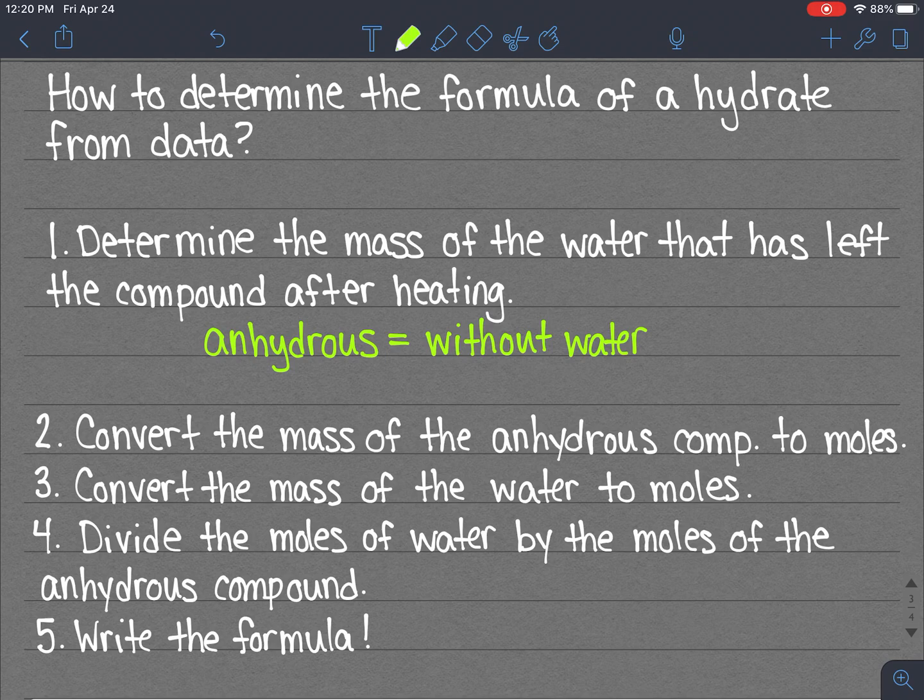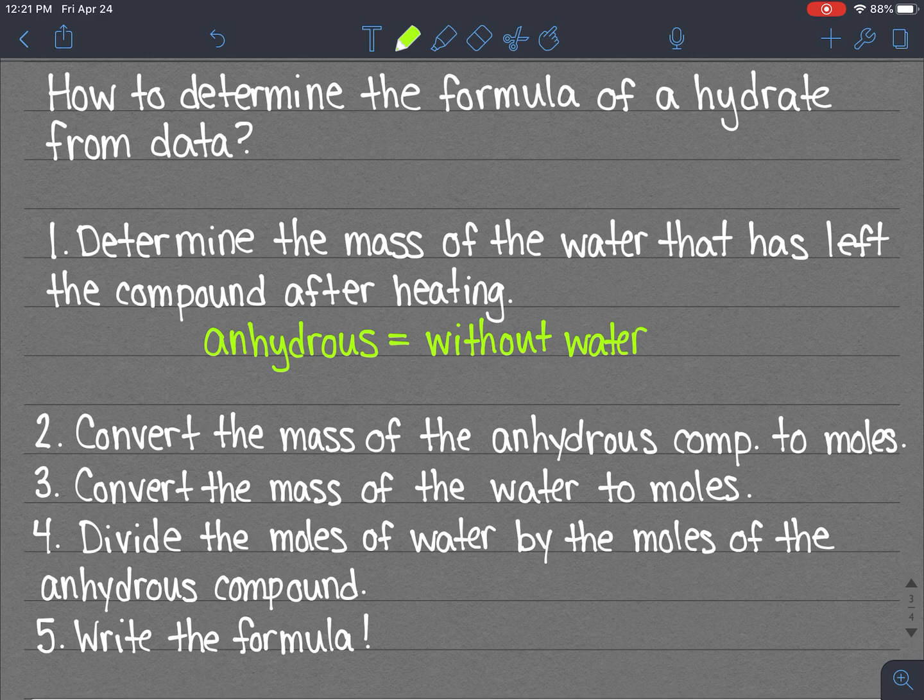The next thing we'll do is convert the mass of the anhydrous compound, what was left over, to moles by dividing by the molar mass of the ionic part of the compound. Then we'll also convert the mass of water to moles, again by dividing the mass that was lost due to the water by the molar mass of water itself. Once we have that, we're just looking at the ratio, how many water molecules are in this compound compared to the ionic compound. The simplest thing is to divide the moles of water we calculated by the moles of the anhydrous compound. We might have to round just a tiny bit, and then we'll just write the formula.